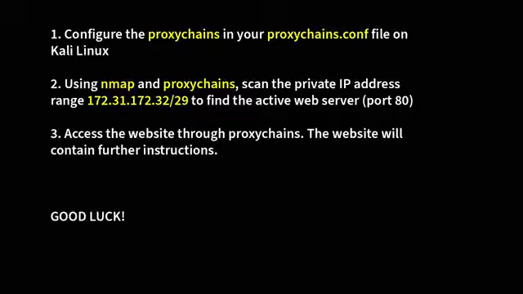Okay, to sum this up real quick, you're going to configure the proxychains I just showed you in your proxychains file in Kali Linux. You'll then use Nmap and proxychains to scan the private IP address range of 172.172.32/29. And you're looking for the active web server that has port 80 open. Once you identify which host that is, access that website through proxychains, and on that website, you'll find the next step, the further instructions. Good luck, only 5 winners.